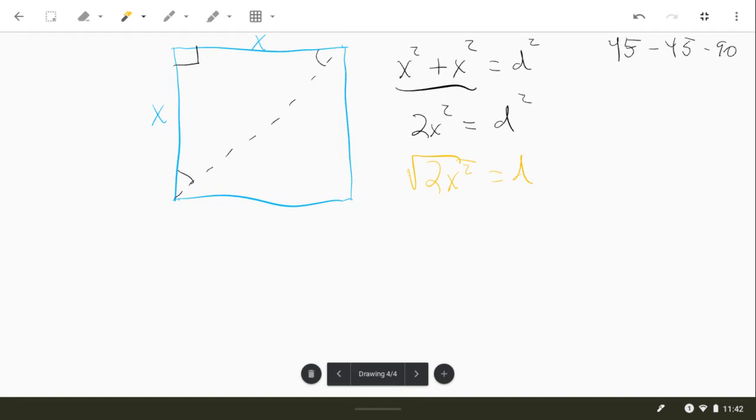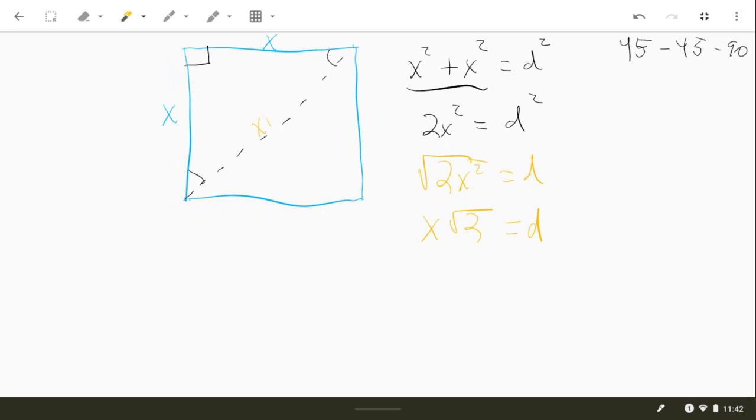The x squared, we can go ahead and pull that out. So we're going to get x on the outside. So x root 2 is equal to d. All right, x square root of 2.